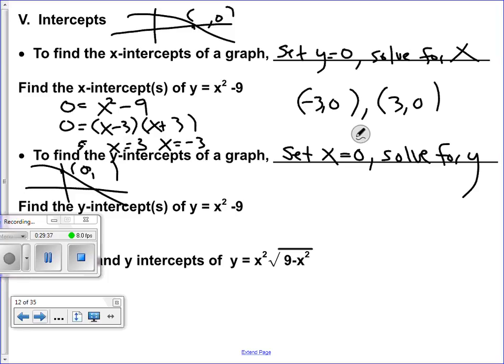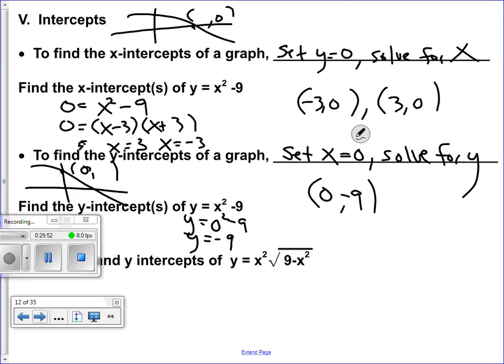You got negative 9. You put in, you have y equals 0 squared minus 9, so you got y equals negative 9. Now, when you write your answer, how do you write it as a point? 0, negative 9. Very nice. Beautiful.